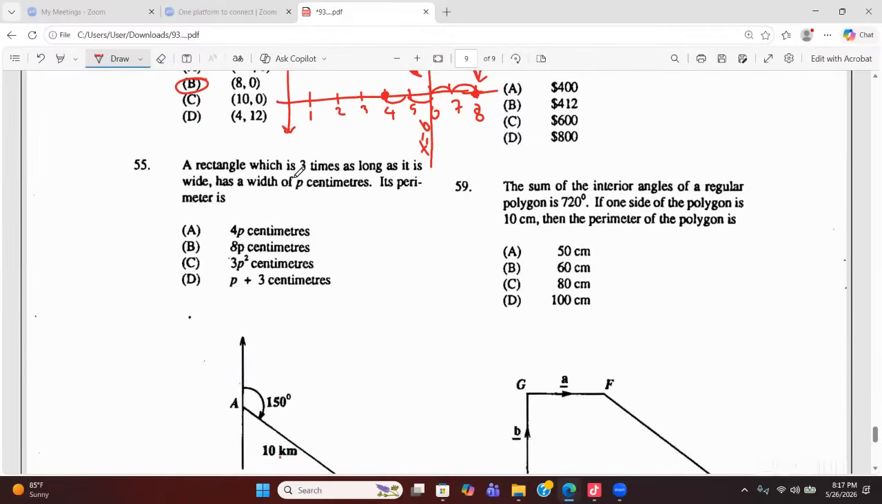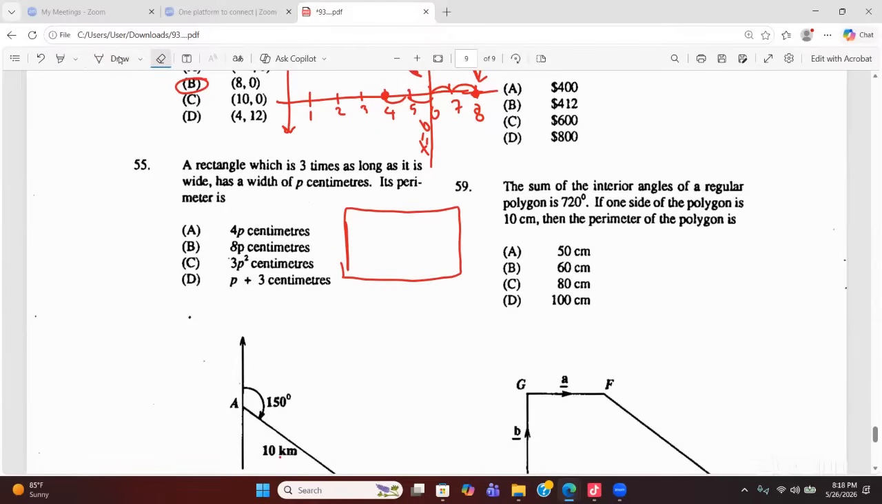So number 55 says a rectangle which is 3 times as long as its width. All right, so let's draw our rectangle. This is a rectangle. So the rectangle is 3 times as long as the width. The width is P, my bad. Therefore, the length is 3P. This is P, and this is 3P.